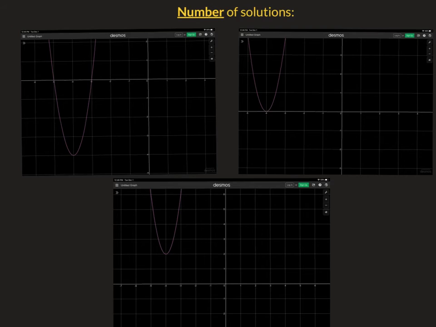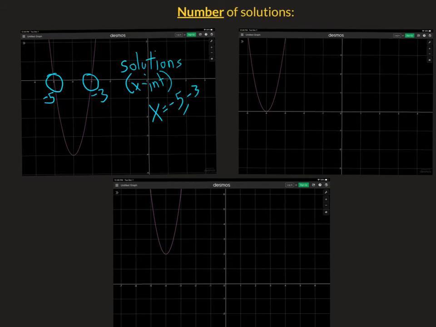All right. Number of solutions. If the solutions to the quadratic are when it crosses the x-axis, then it's pretty easy on this first one. Solutions, which are just our x-intercepts. And what are they? They're right there. I don't know if that's easy enough for you guys to read, but those say -3 and -5. That's the one we just saw a minute ago. So the solutions are always for what x equals. So it's x equals -5 and x equals -3.